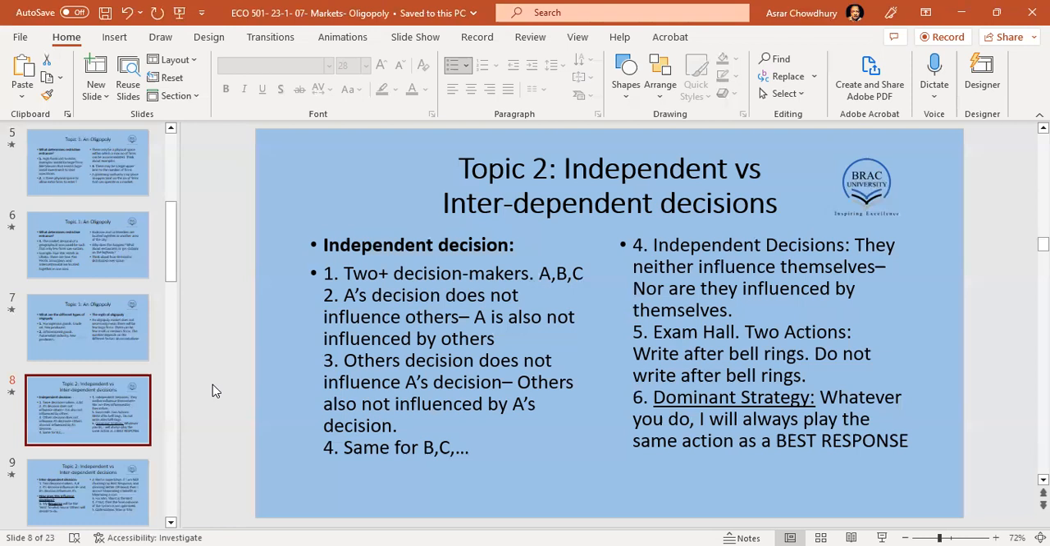For example, when an exam starts, am I influenced by the other people in the hall starting to write first or not?